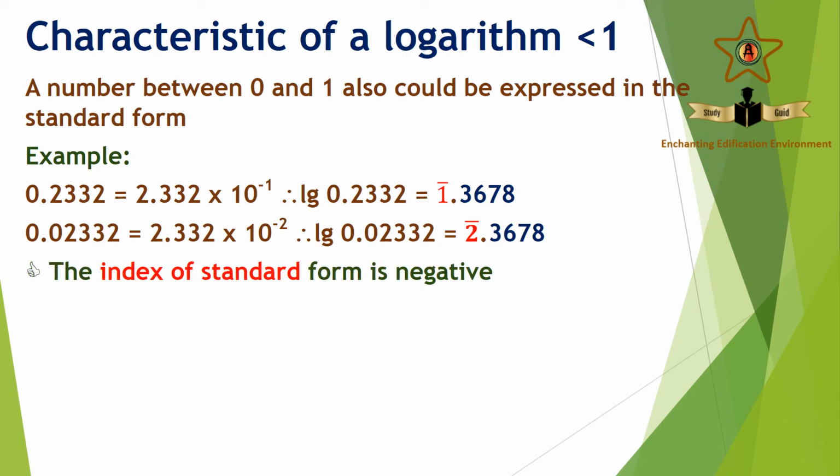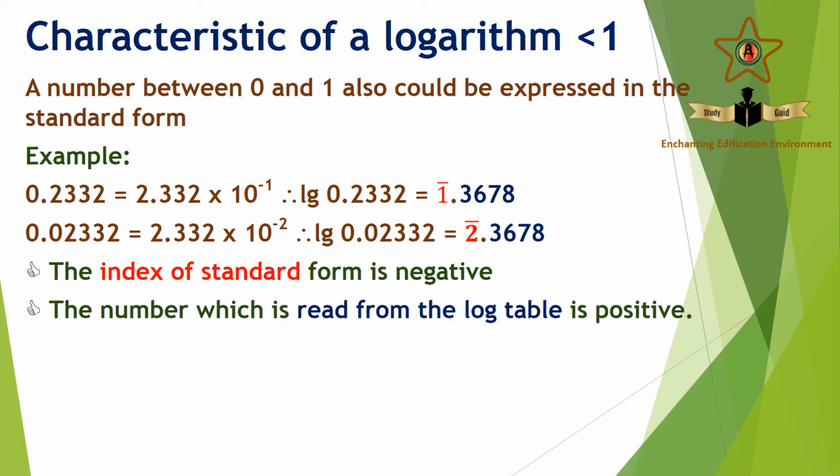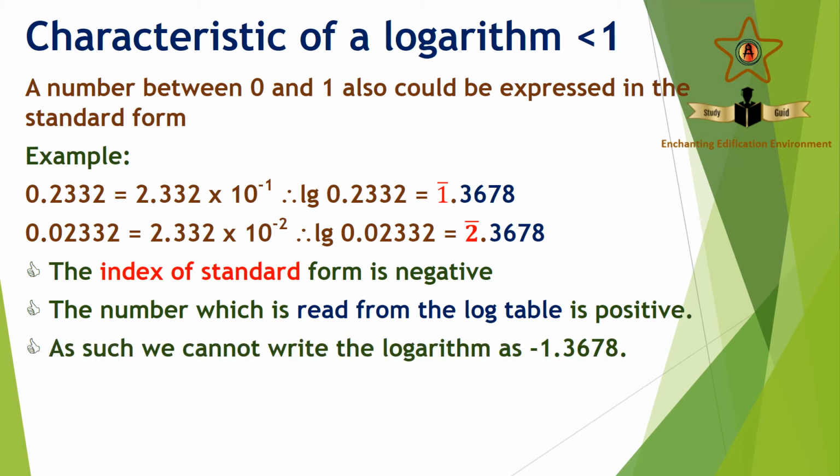So the index in the standard form in this case is negative. But the number which we read from the log table is positive. So we can't write this logarithm as minus 1 3678. If you write like that, the whole number is negative. So what we have to realize here is only the bar value is negative, but the decimal value is positive.